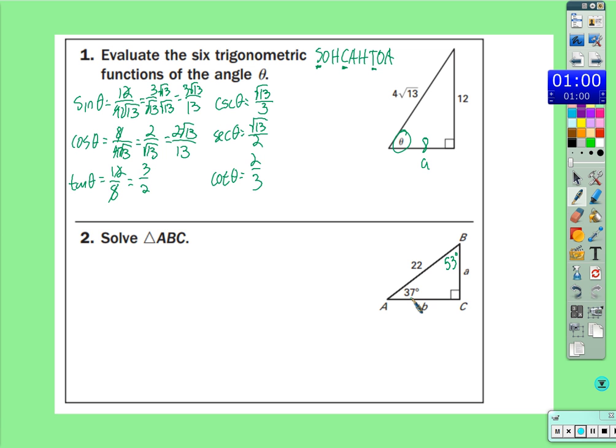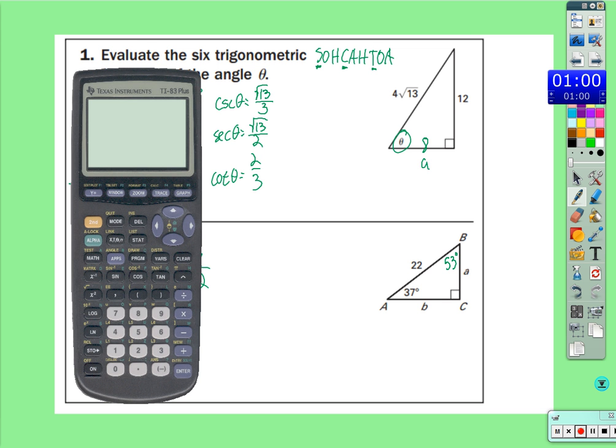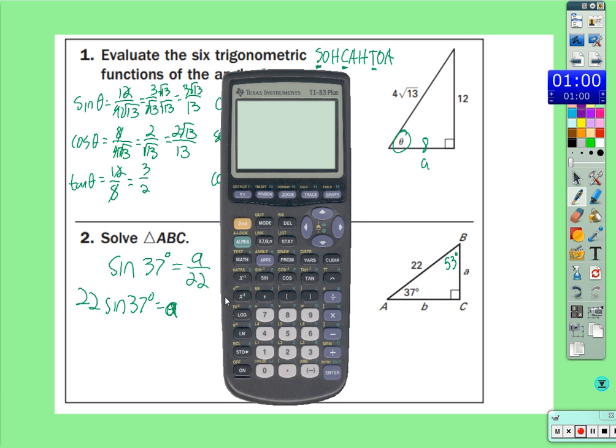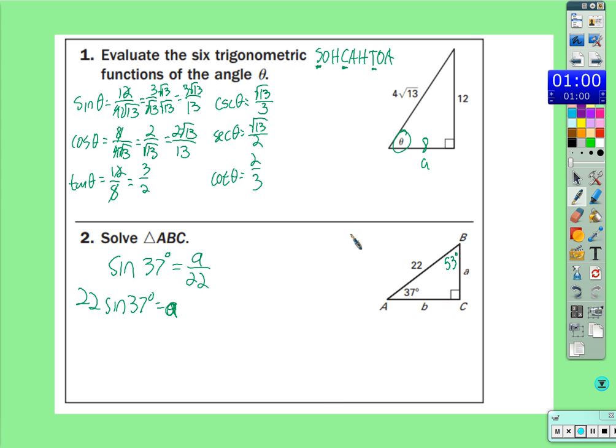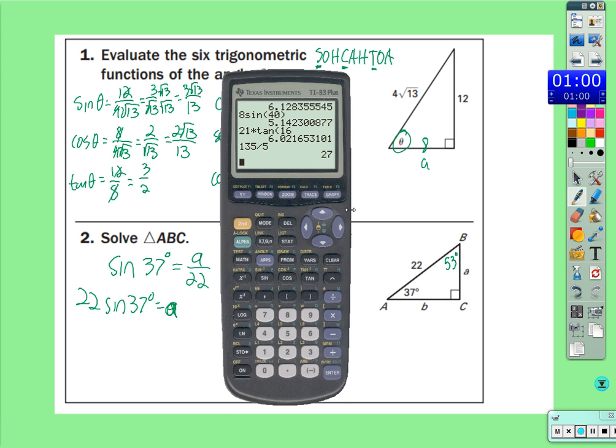So, can we figure out what A is? That's the opposite side, and we have the hypotenuse. Something about the opposite and hypotenuse rings a bell: the sine. The sine of 37 degrees is opposite over hypotenuse. A is 22 times the sine of 37. That gives you A. How do we find the sine of 37 degrees when we don't know that? I'm going to shrink this down for a second and make a point.